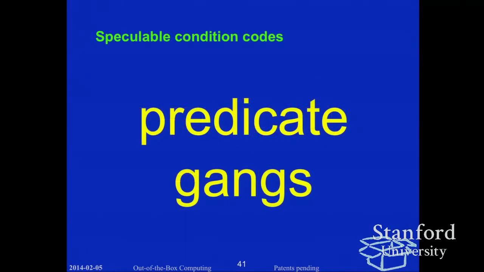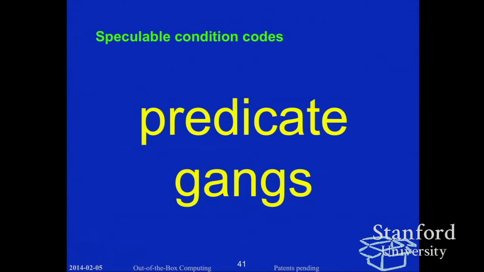Now, ganging, as I said, is used any time you need more than two inputs, but it actually has other uses as well, and I'm going to touch on one of those, which we call predicate gangs. Let me introduce you to the bane of CPU design. It's called a condition code.